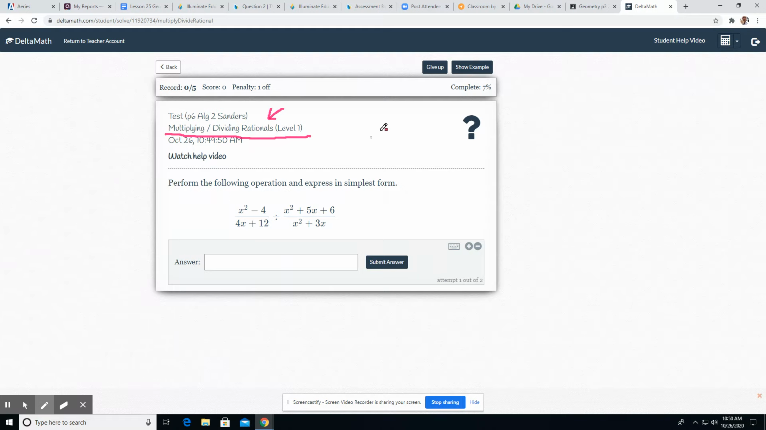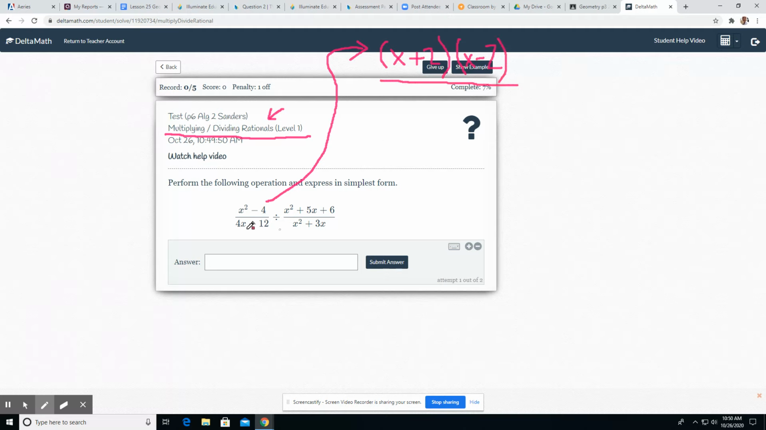So I'll go ahead and do my work up here. x squared minus 4, that's a difference of perfect squares. So x plus 2, x minus 2 for that one.